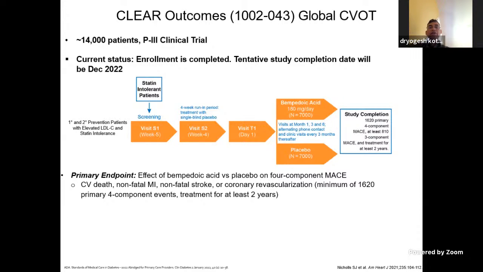So probably in 2024, after enrollment is completed, and 2024 end or 2025, I think these results should come and give us the outcomes. We have already studied the LDL cholesterol reduction. How that translates into outcomes is going to be clear from this trial. Next slide.